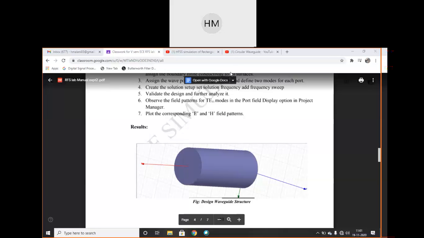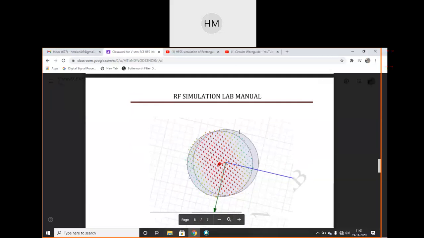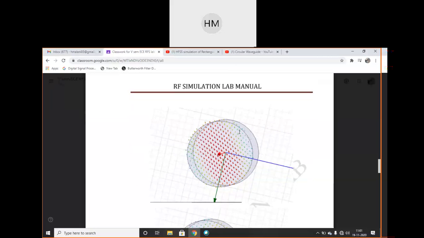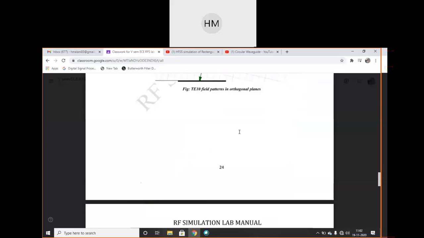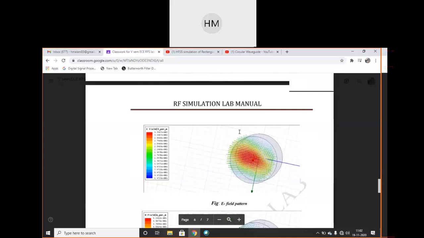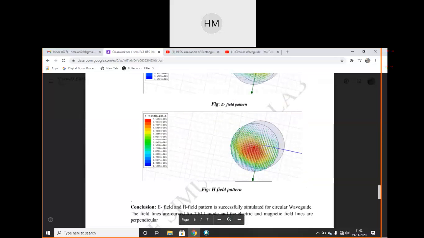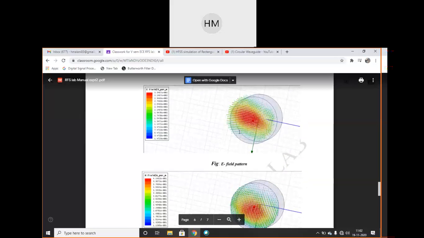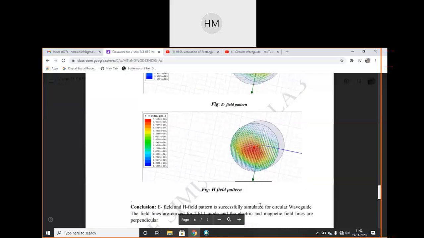This is the designed waveguide structure, and we can see the results also. In this way, you will get the electric field intensity maximum at the center, and the intensity reduces outside. You can see the E field pattern and the H field pattern in the circular direction. The electric field is going outwards, and it is rotating inside your circular waveguide.